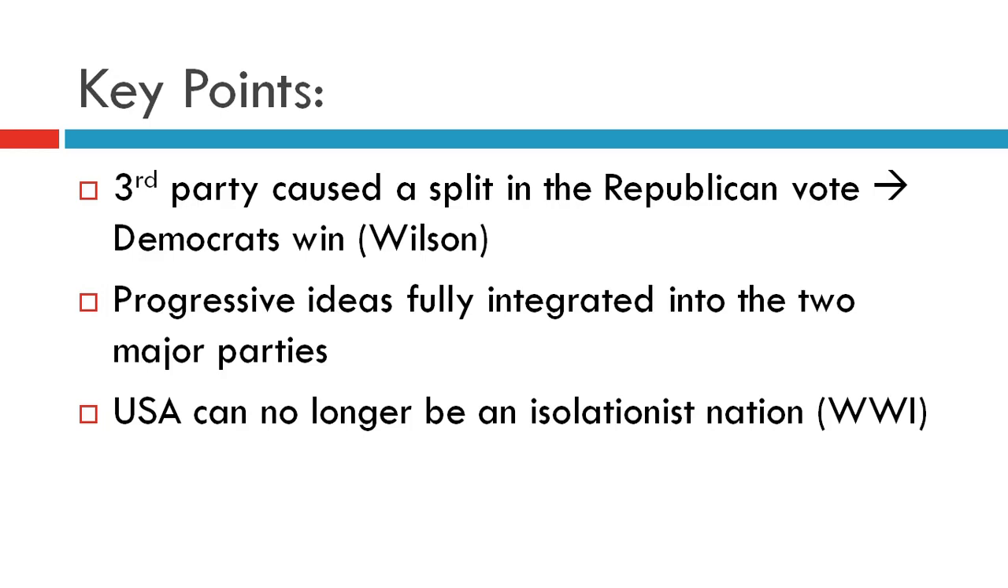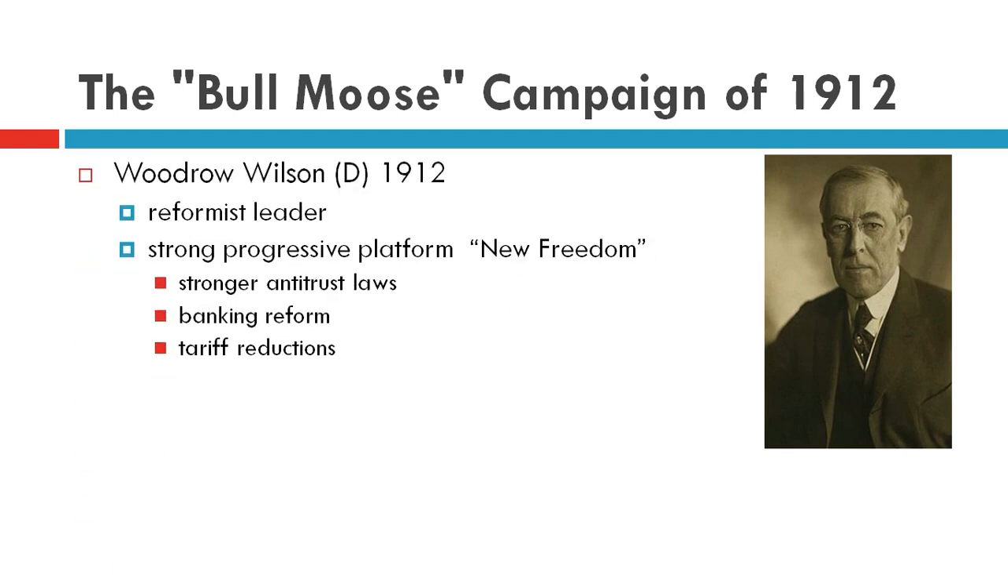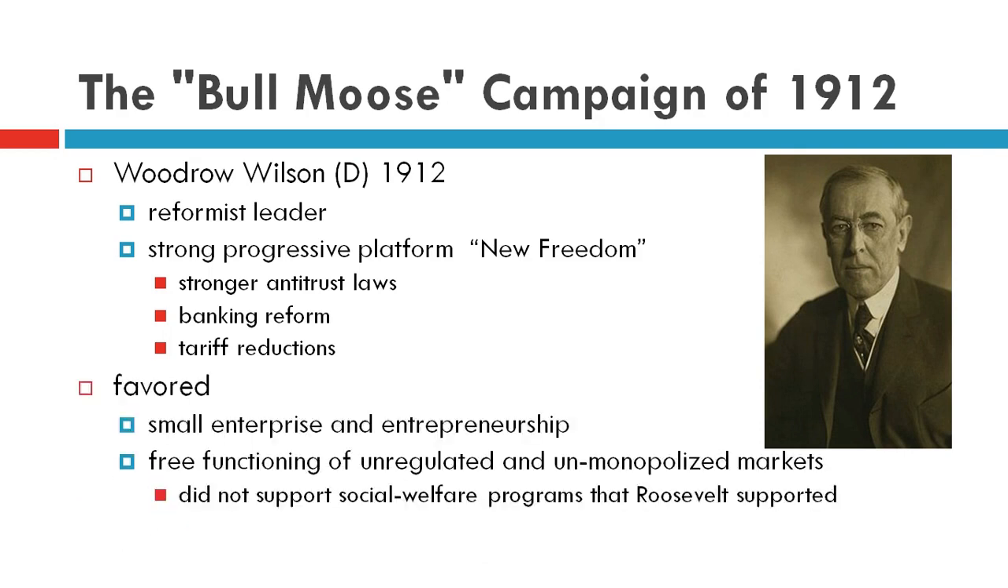Hello, World War I. So as I said here, in 1912, the Democrats are going to run Woodrow Wilson. He's a reformist leader. He runs on a strong progressive platform, which he calls New Freedom. And this has stronger antitrust laws. It has banking reform and tariff reductions. Democrats favored small enterprise and entrepreneurship. They favored free functioning of unregulated and unmonopolized markets, but they did not support social welfare programs that Roosevelt and his party supported.